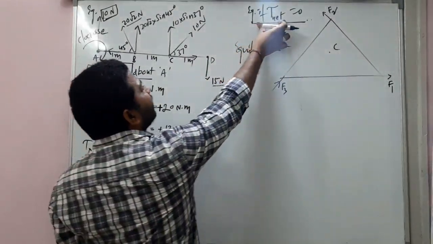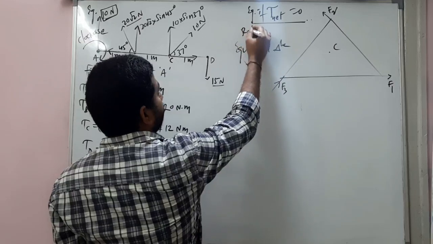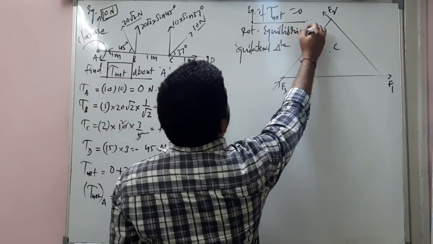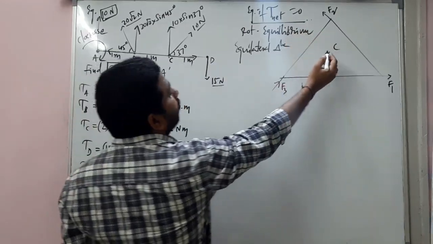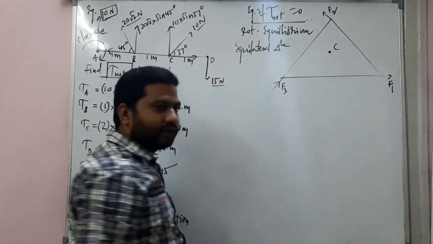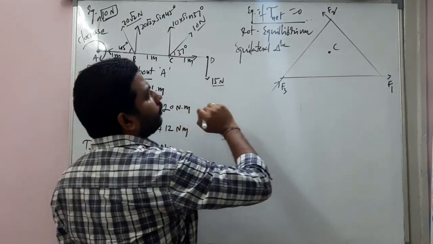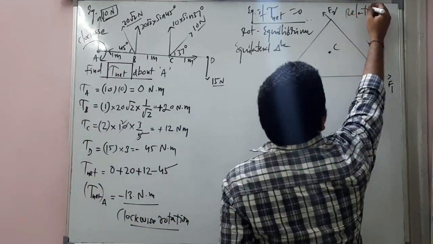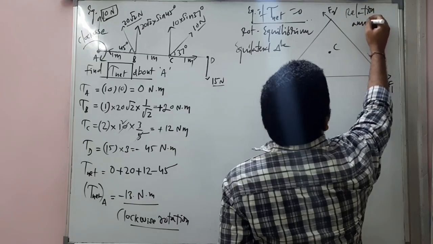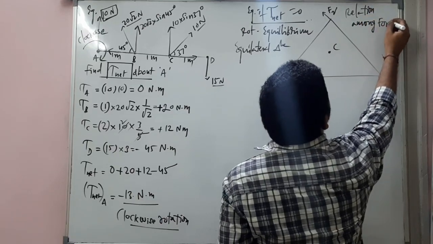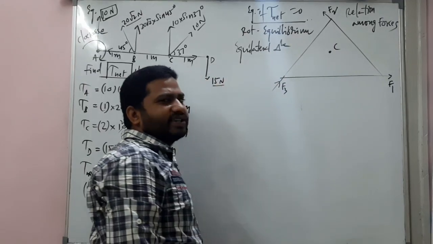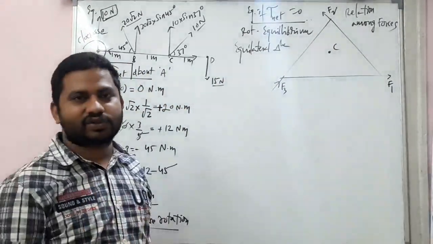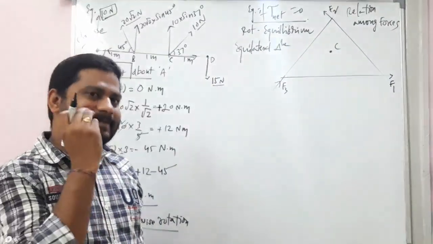If the system is in rotational equilibrium about the centroid, okay? Now, what is the relation among the forces? There are three forces, F1, F2, F3. What's the relation among those forces? That's a simple question.